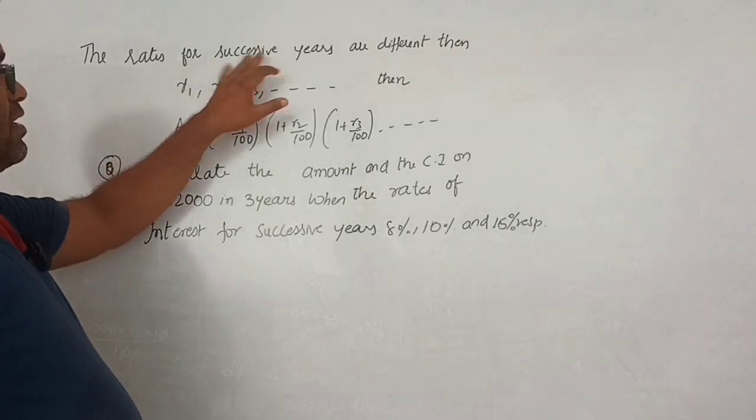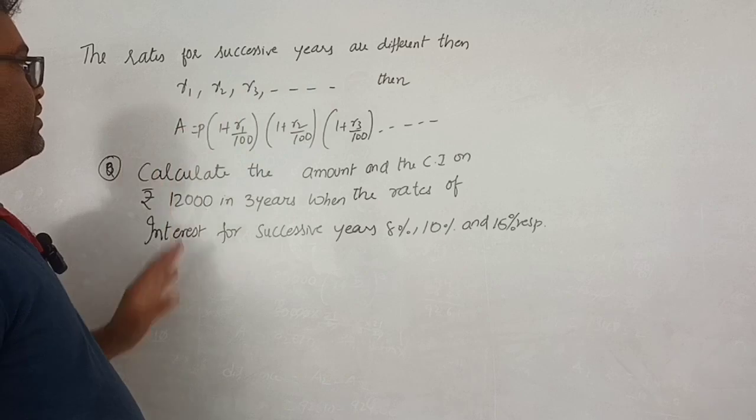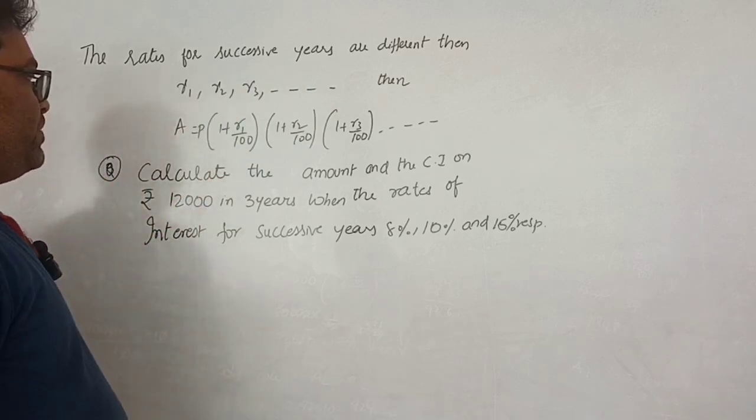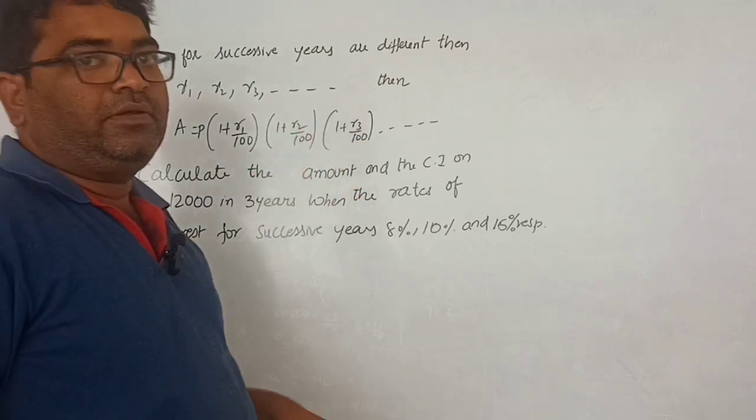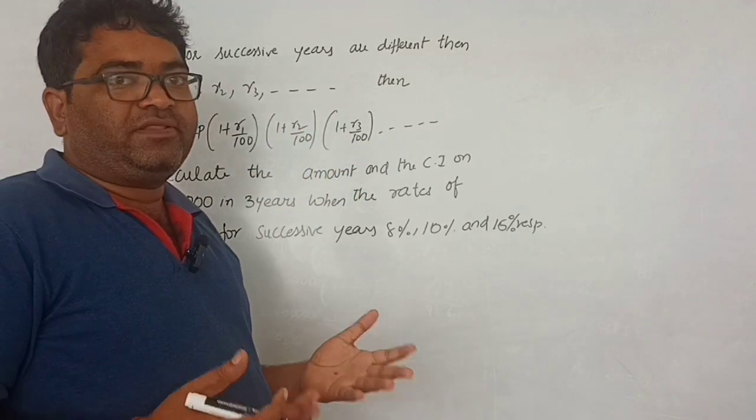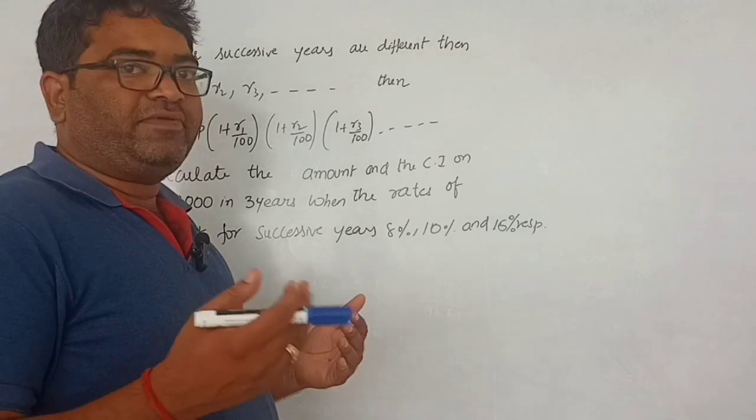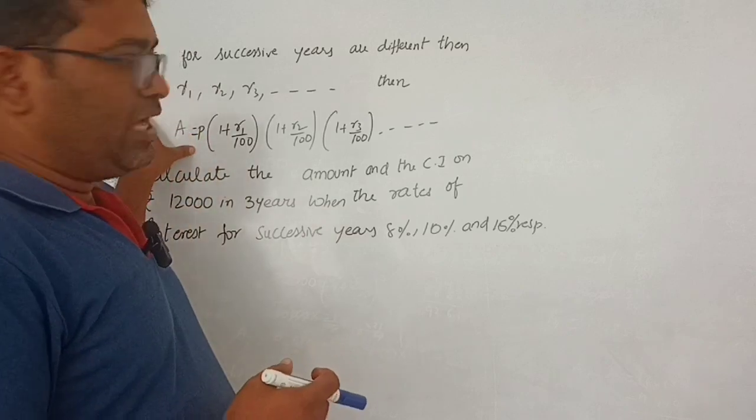Successive years are different, R1, R2, R3. Then A is equal to P into 1 plus R1 by 100, 1 plus R2 by 100, 1 plus R3 by 100, and so on. If the person is giving the amount to others with the interest of every year at different rates, then this formula is applicable.